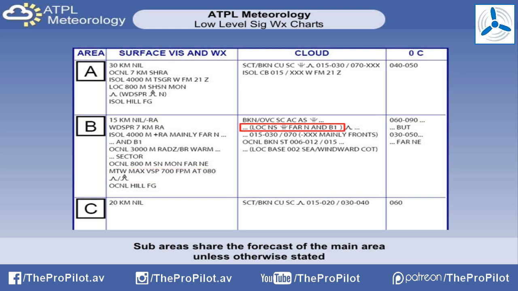Looking at the cloud section for Area B, notice that there are local areas of nimbostratus, giving severe icing risk to the north of Area B and throughout Area B1.